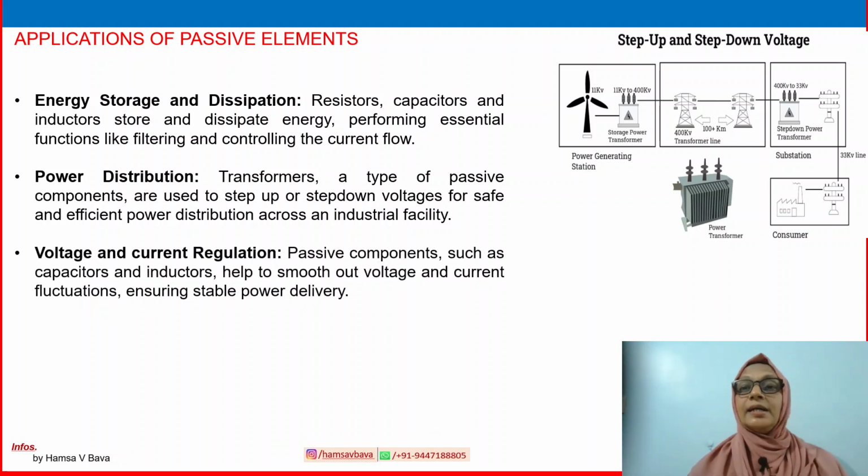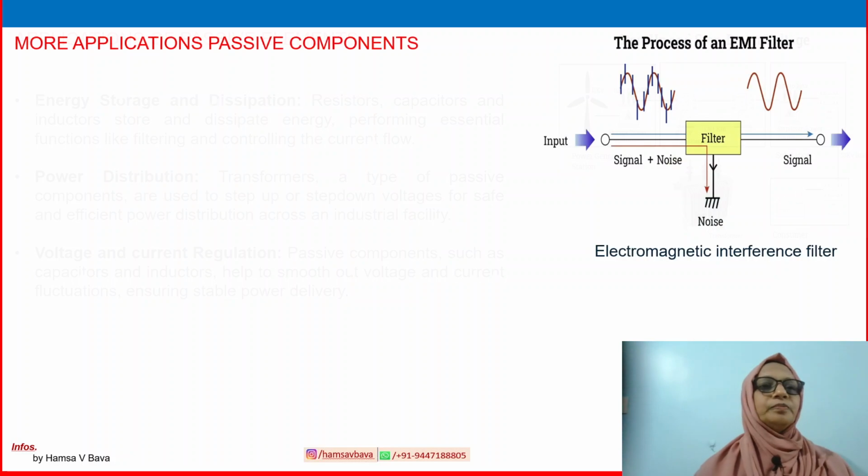Then voltage and current regulation. Passive components such as capacitors or inductors help to smooth out voltage and current fluctuations, ensuring stable power delivery. We can see how these passive components, the capacitor and the inductors, smoothen out signals. In the next presentation, we can see that also.